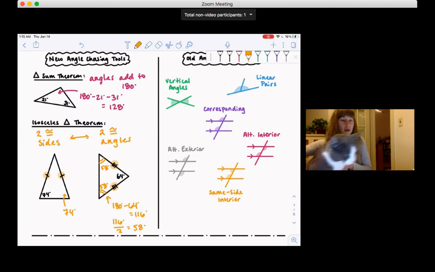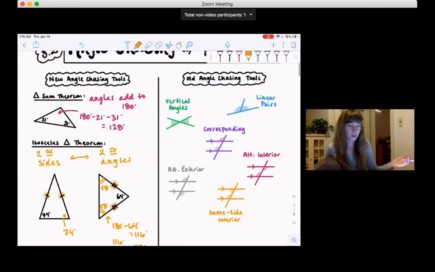Okay, that's a quick recap of what we learned in our last lesson. And then we also have all of our old angle chasing tools. So we're really familiar with these by now. We know that vertical angles happen when two lines cross each other, they're across from each other, and they are equal. Linear pairs are two angles that make a straight line, and we know that linear pairs must add to 180.